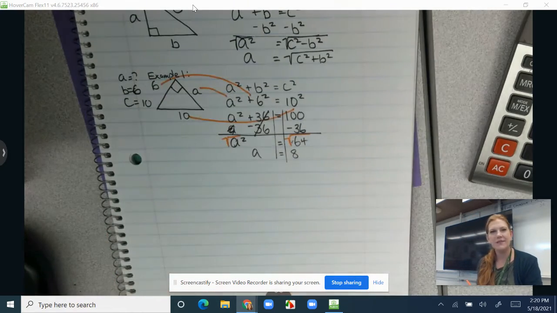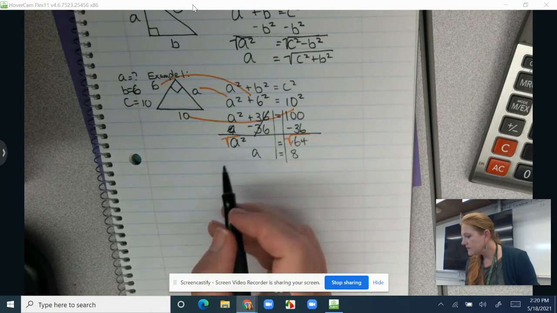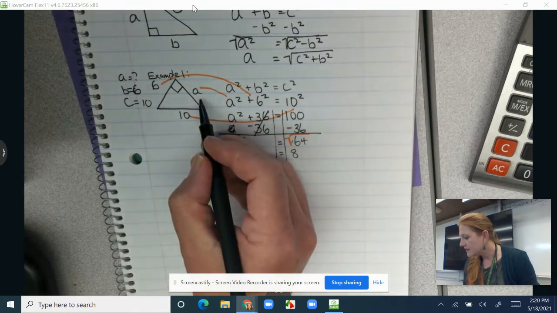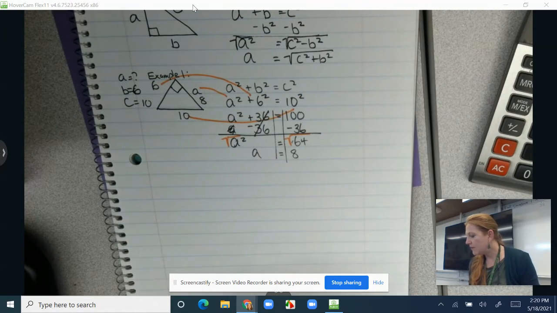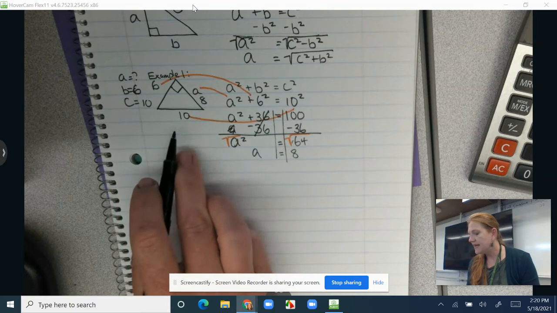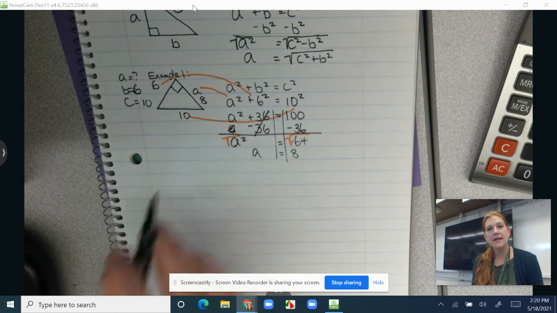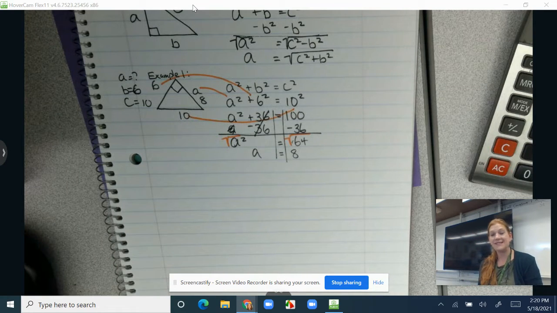I didn't use units on this, my apologies. It's not necessary for my example. So now we know that this is 8. So we have our triangle that is 6 and 8 and 10. Remember, our longest side is going to be our hypotenuse, and that's the case here. That worked out.